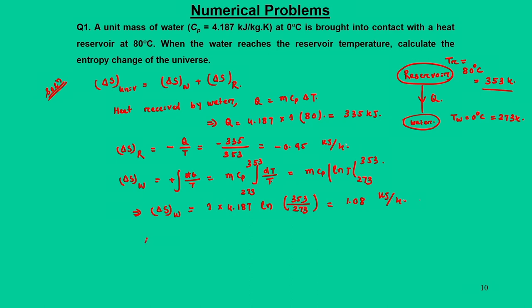So, the entropy change of the universe, which is always increasing, would be 1.08 minus 0.95. So, this is 0.13 kilojoule per Kelvin. So, this is the answer that was being asked: calculate the entropy change of the universe.